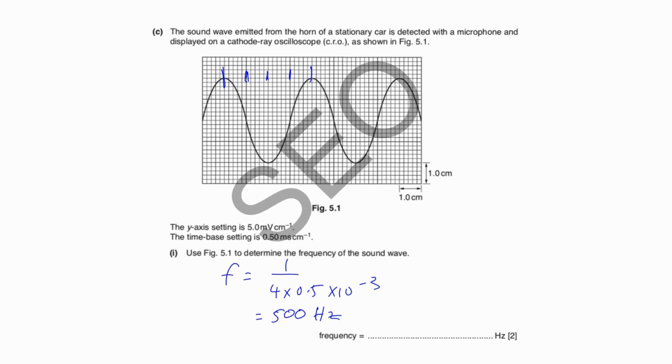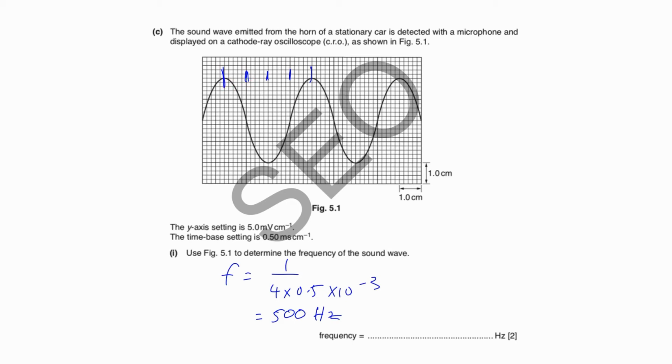Now the next part, they gave you the trace on the CRO, and they gave you the time base and the y-axis setting. So let's find the frequency. To find the frequency, we have to use the time axis. We need to find the time taken for one oscillation, which is the period, and then from there you can find the frequency. The time taken for one oscillation, which is from here to here, is 1, 2, 3, 4 of these boxes, where one box is considered to be 5 small boxes.